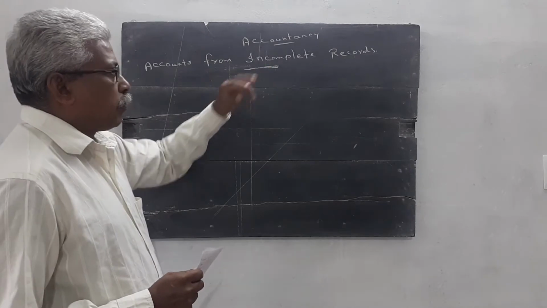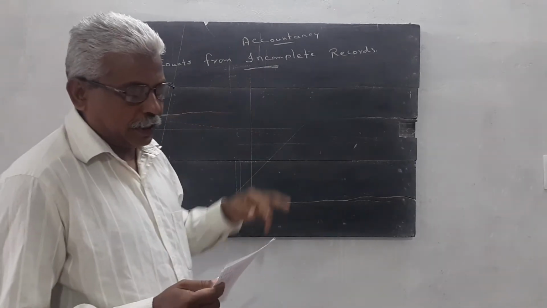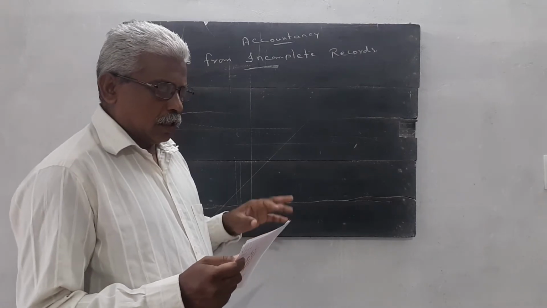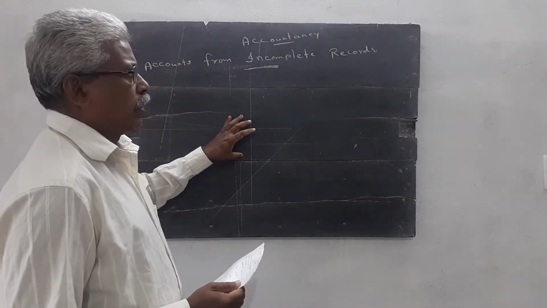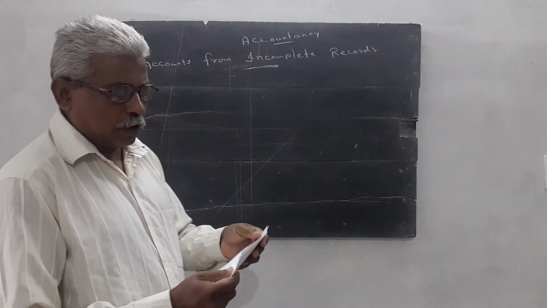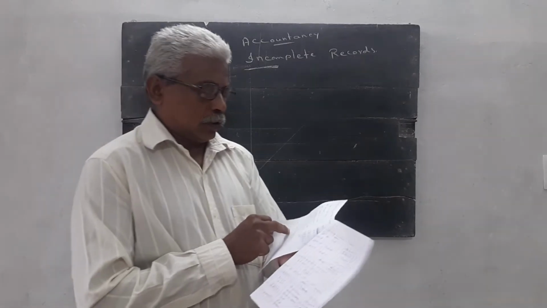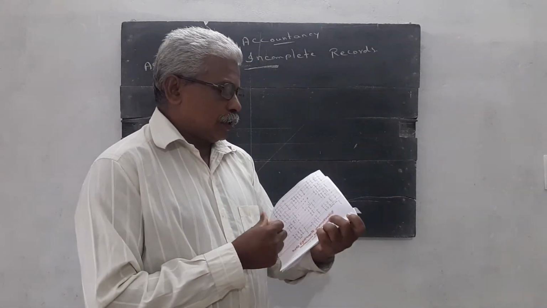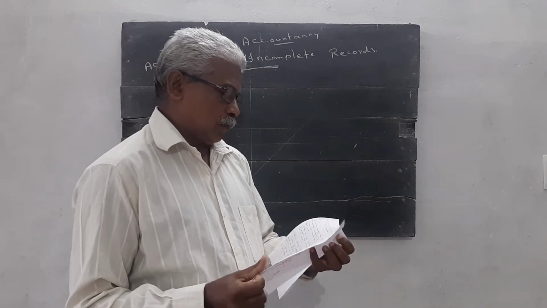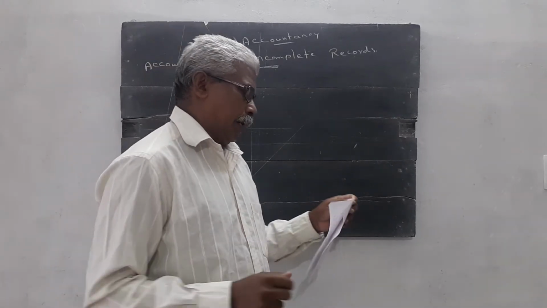Today we are going to study accounts from incomplete records. Here I want to give only small questions today. From the next class onwards we will do the big problems. Today I want to give 6 questions which are given on the back side of the chapter. Only 6 questions we are going to study today.